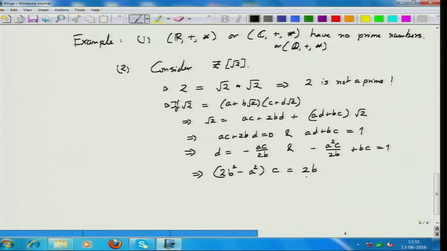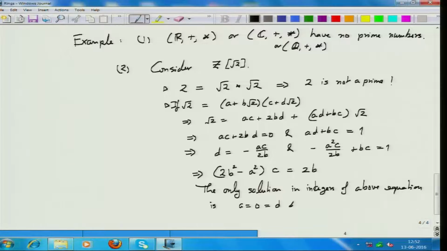That's the question. And what I'm claiming, and I'll leave that to you to work out, is that the only solution in integers is that a and d are 0 and b equals c equals 1, or the other way, a equals 1 equals d, and b, c are 0. And this will show that square root 2 is indeed a prime number.